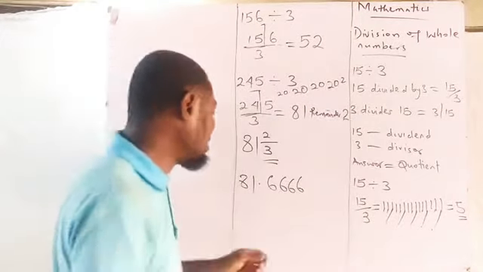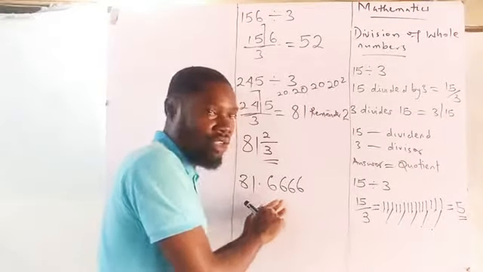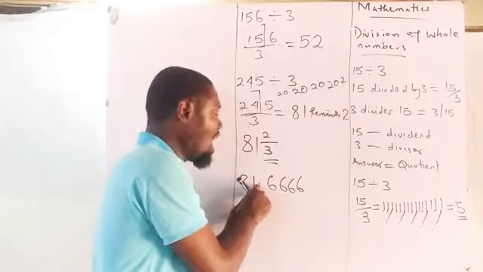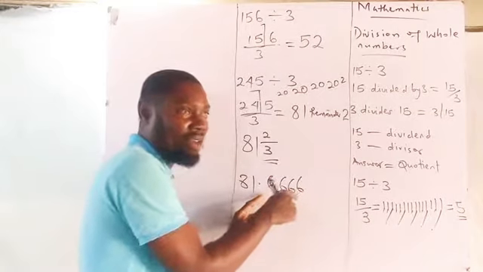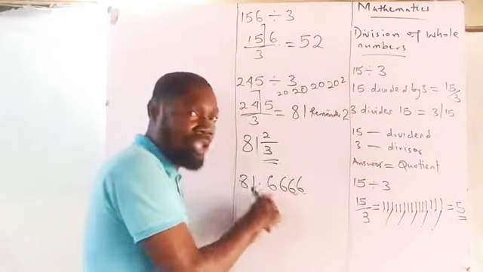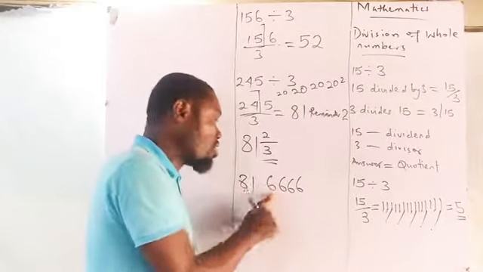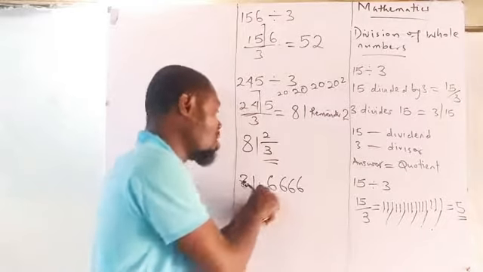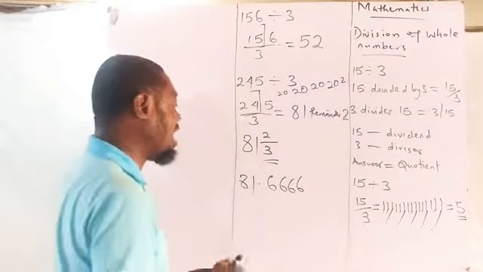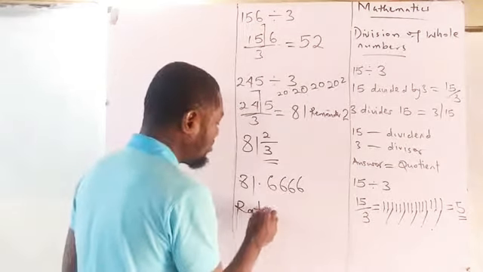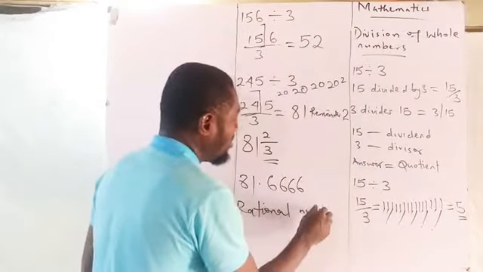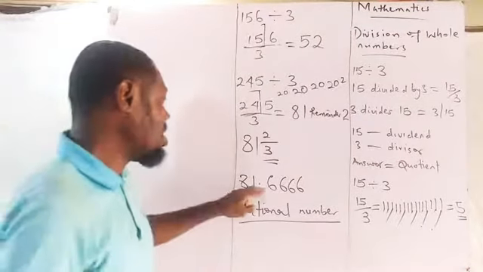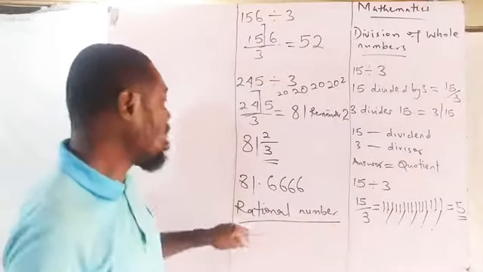This type of number is called a repeated decimal. When you see a number that has, after the decimal point, similar numbers occurring in that manner, then such a number is called a repeated decimal. Now, the number that produces a result that gave you a repeated decimal is called a rational number. A number that has the property of exhibiting a repeated decimal is called a rational number.